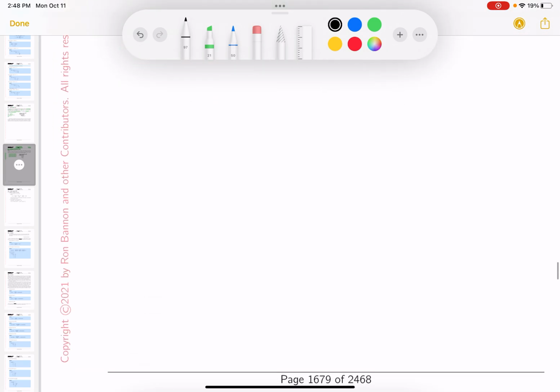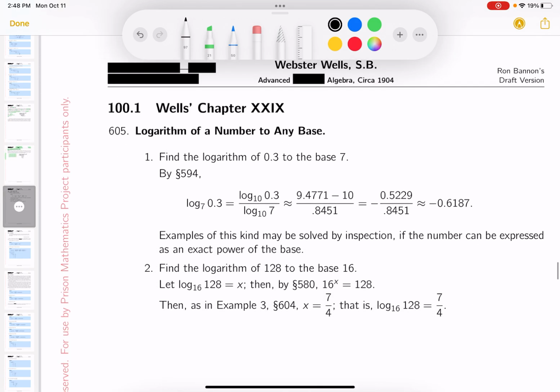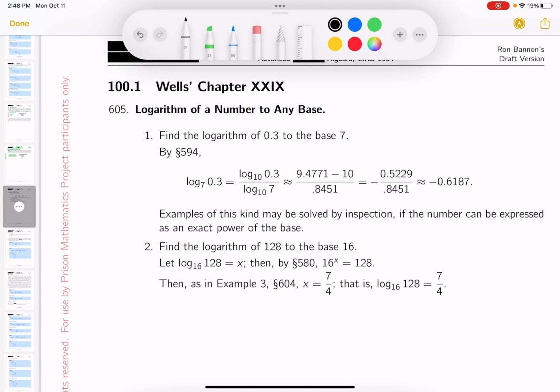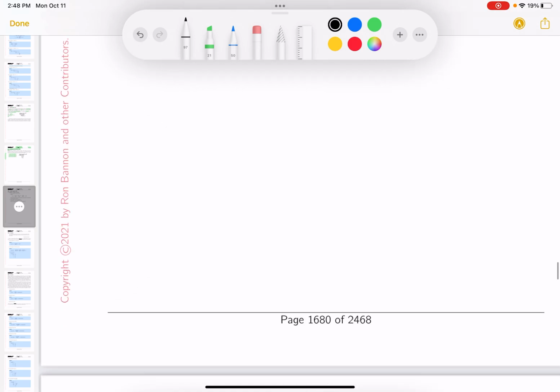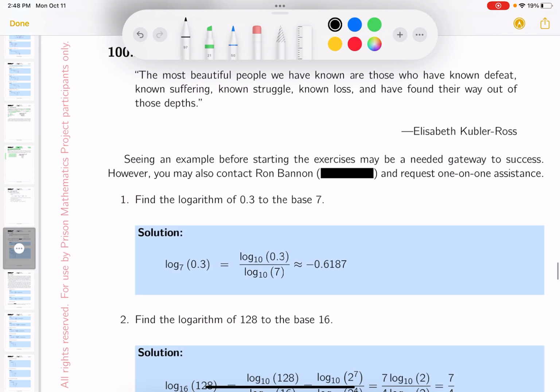I'm not going to read it to you, but kind of paraphrase. Logarithm of a number to any base. Well, for the most part, we concentrate on base 10 and base e. e is Euler's number, and that's called the natural logarithm, and base 10 is called common. But the bottom line is it's a really short section, and it looks like they're simply going back over the base change formula. So what I want to do is write it down for you.